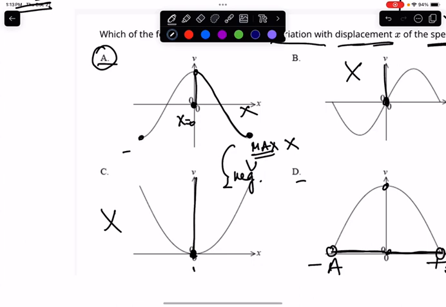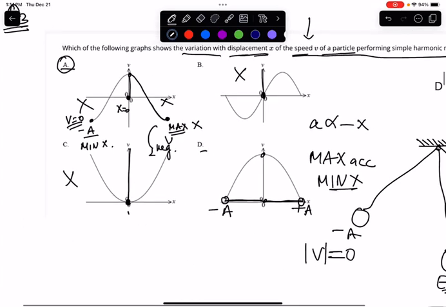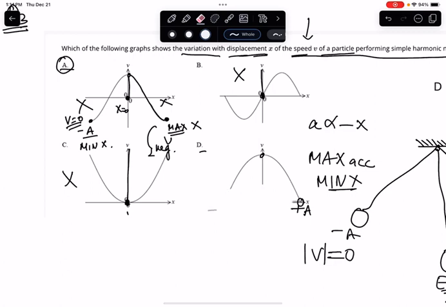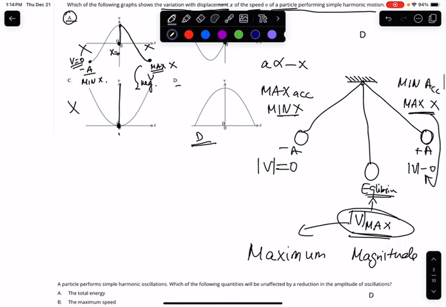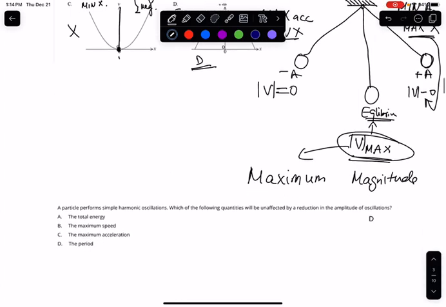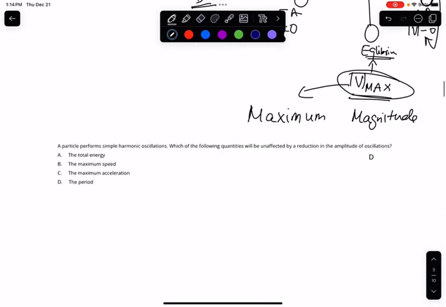And when you have min x, you're at the negative amplitude. That's where min x happens. But at min x, the velocity must be 0, but that's not the case over here. So if you take all of those points into consideration, the answer comes out to be D. So once again, you need to visualize the simple pendulum or the mass spring system, whichever one you like best. So that's question 3.